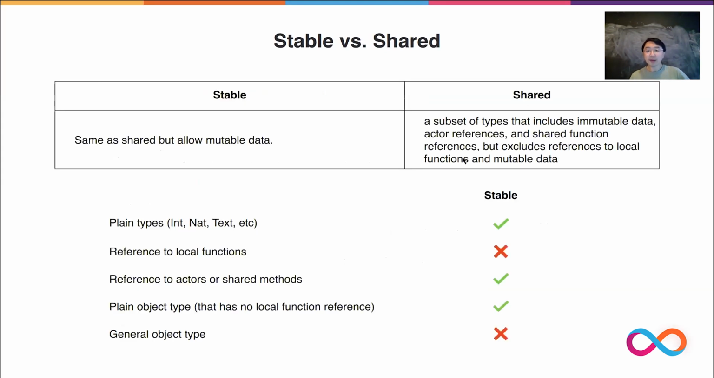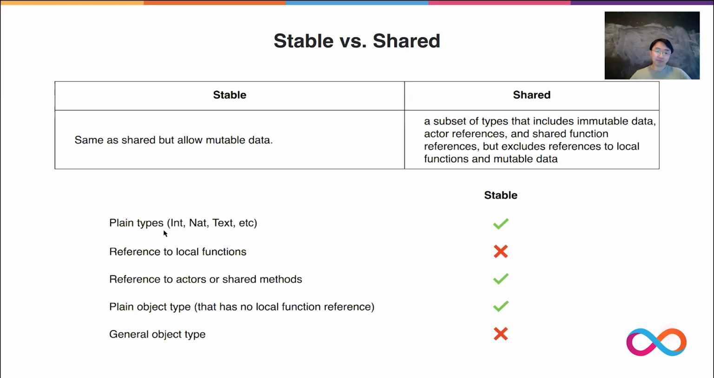So, more on stable variables. There are two concepts in Motoko. One is the shared type. By shared type, we mean things that can be shared between actors or between canisters. They typically have to be immutable data, but you can also include references, shared function references and actor references, excluding references to local functions and mutable data. Consider anything you can send from one actor to another actor as a shared type. The difference between stable and shared is that stable is the same as shared, but allows mutable data, which is great for managing persistent state.